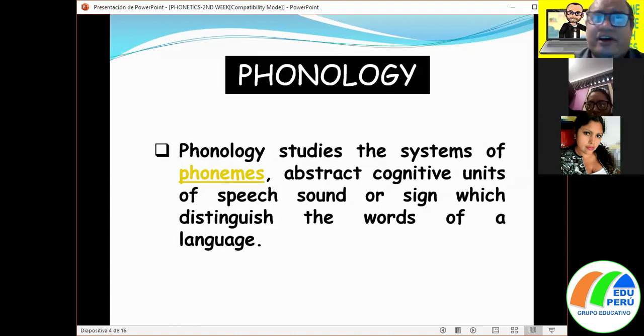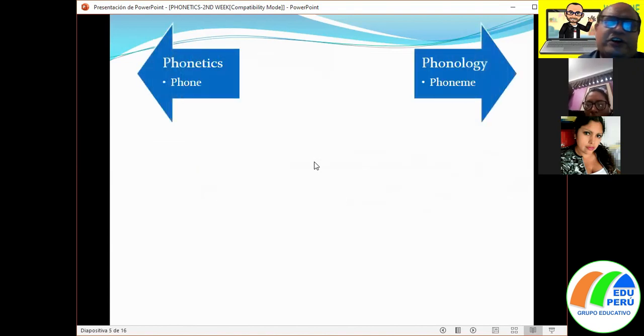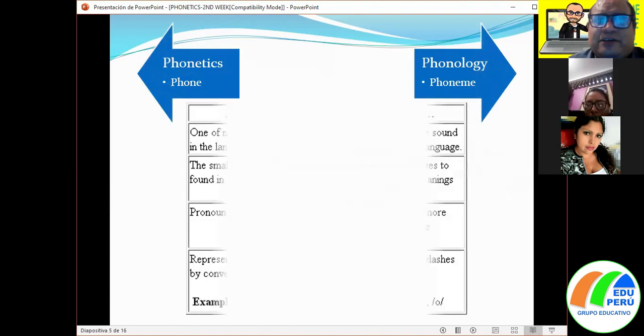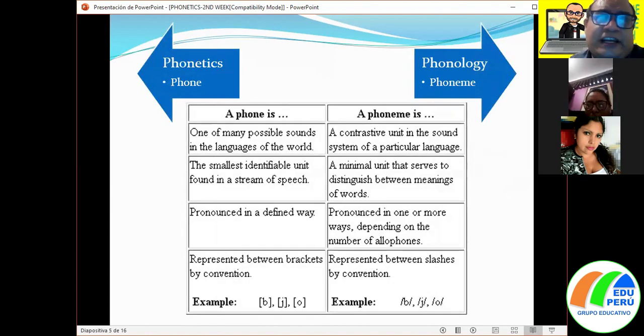We were talking about it: each phoneme has different phones that are called allophones, because they are physical variations of a phoneme. So each phoneme could have 3 or 4 or 5 phones or allophones. That's the difference between phones and phonemes. Here we are going to analyze this table. Phonetics is related to phones. Phonology is related to phonemes.